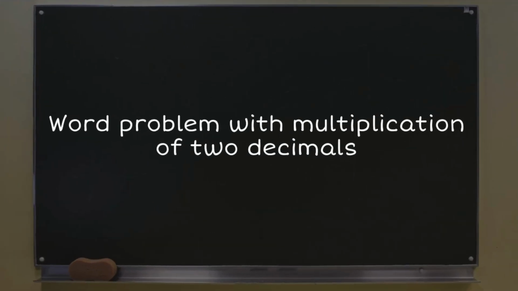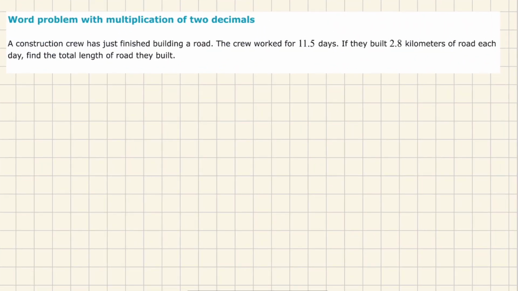Word problem with multiplication of two decimals. In this example, we're told that a construction crew has just finished building a road. The crew worked for 11.5 days, and that if they built 2.8 kilometers of road each day, then we're asked to find the total length of the road that they built. So 2.8 kilometers each day, 11.5 days. We could find the total length by multiplying.